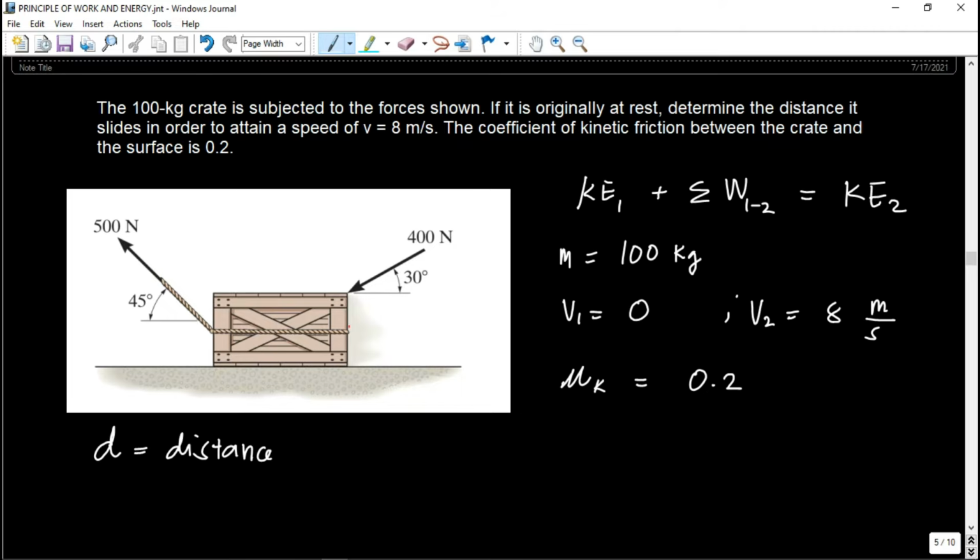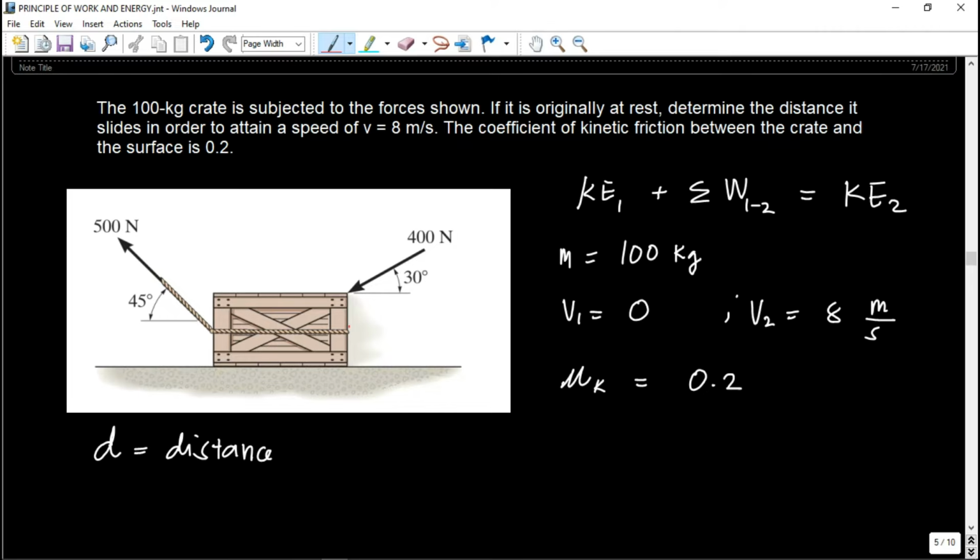Because of these forces here, na 500 newtons at angle 45 degrees with the horizontal. And itong isa pang force that pushes this crate at an angle of 30 degrees with the horizontal. Basically it will move to the left, or yung line of direction niya is along the horizontal x-axis. Therefore, the only forces that do work on the system are all on the x-axis. Lahat ng y-axis na force does not do work on the system.